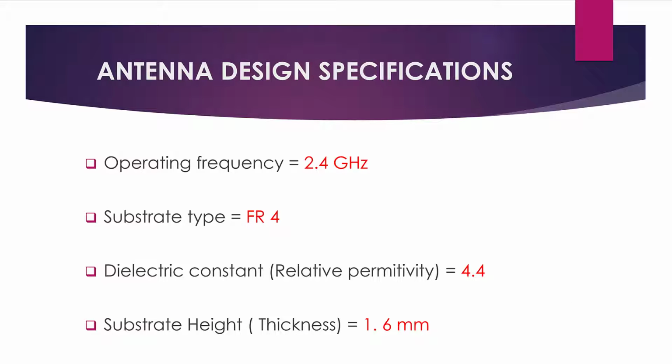Also, to design an antenna, you should know the specifications of your antenna. So in this tutorial, we will have an operating frequency or the resonant frequency of 2.4 GHz. As I said, you should know your frequency. We are also going to use the substrate type FR4. The substrate is going to have a dielectric constant or relative permittivity of 4.4, and our substrate height or thickness will be 1.6 millimeters.